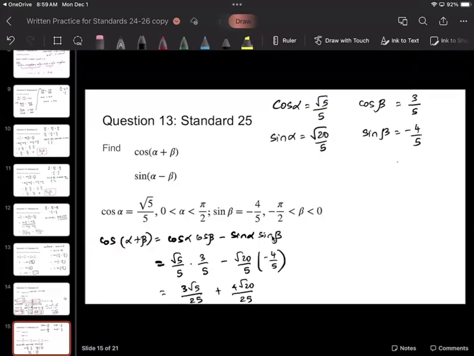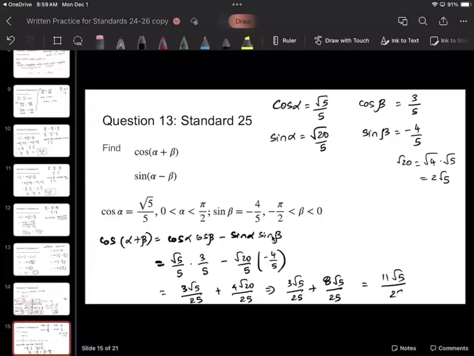Now what is root 20? Root 20 is root 4 times root 5. So that is 2 root 5. So we can rewrite this as 3 root 5 over 25 plus 4 times 2 root 5. So that becomes 8 root 5 over 25. So the final answer is 11 root 5 over 25. So 4 times 2 root 5 is 8 root 5. So that is the answer for cosine A plus B. Okay.